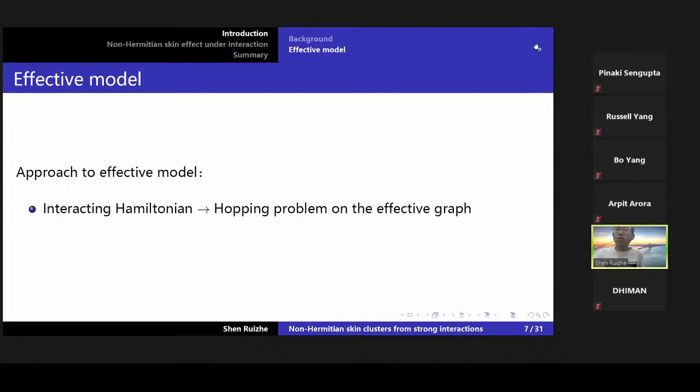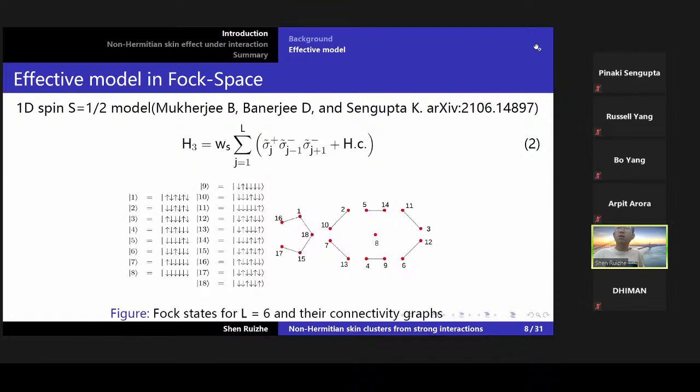So our work might give a potential approach. For this system, we don't want to deal with the interaction directly. It is not easy to treat the non-Hermitian effect via perturbation theory. So we try to map this interacting system to an effective non-interacting system with single-particle hopping. And this is our motivation.